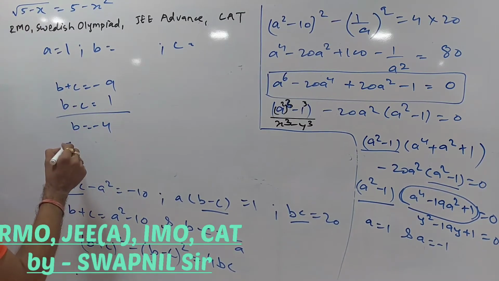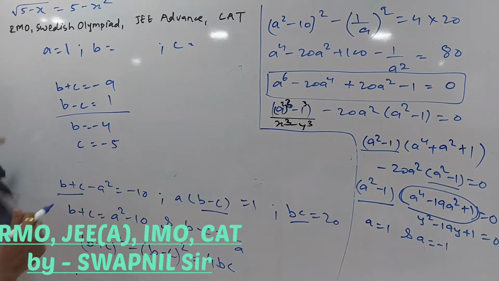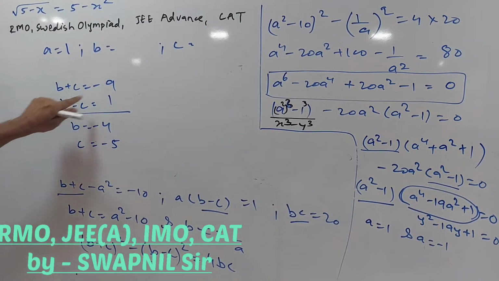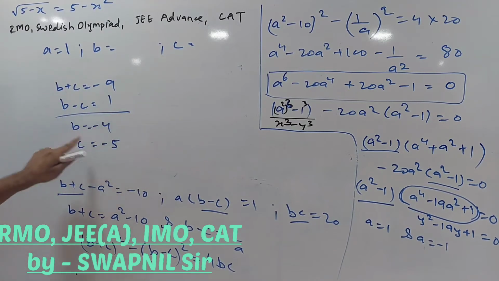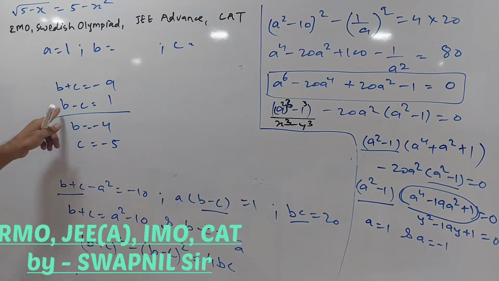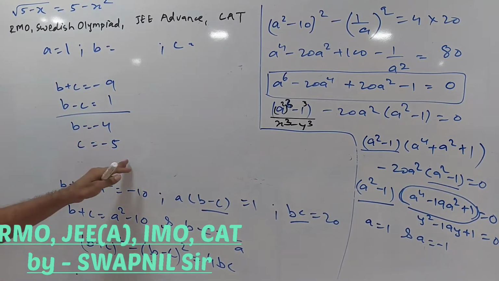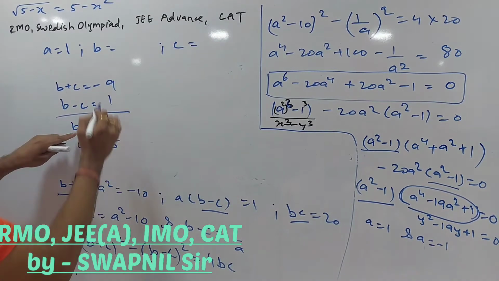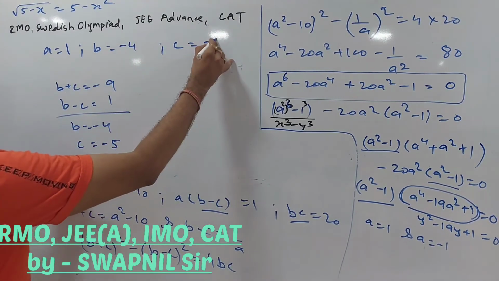And when I subtract the two, I will get c is equal to minus 5. Just check quickly: if I add these two, it will be 2b, because this gets cancelled. 2b is equal to minus 8, addition of these, so b will be minus 4. So you can put b is equal to minus 4 in this equation, so you will get the value of c. So I got b is equal to minus 4 and c is equal to minus 5.